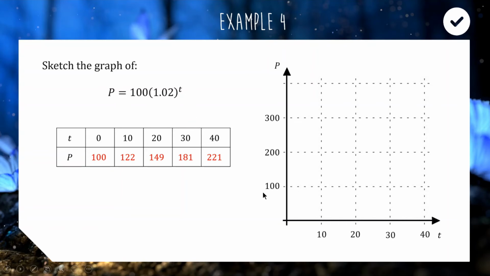So our t-axis is going to go in increments of 10 up to 40, and our p-axis just needs to fit up to about 300. So I just did increments of 100 for my graph. We're going to plot the points on and line them up, and we get this bit of a weak exponential, but it is still an exponential. It's just growing slowly in the initial stages. If we zoomed out and sketched more values, you would see more of the exponential rise, but we're just looking at a section of the graph today. So there is our function graph for p equals 100 times 1.02 to the power of t.